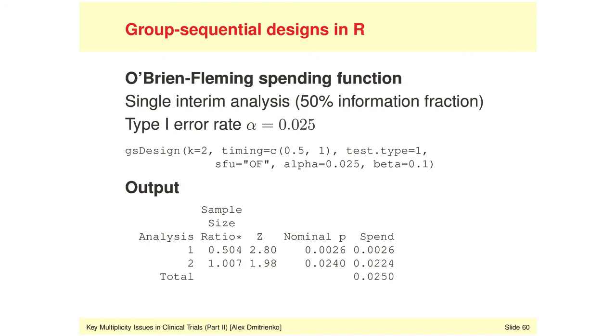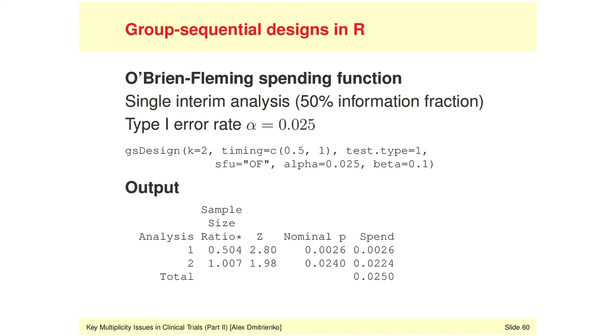The fourth argument of this function specifies the O'Brien-Fleming alpha spending function. The overall alpha is given by 0.025, and in fact the last argument in this function, which is the beta or type 2 error rate, is not required for this particular calculation. It becomes an optional argument and it could be potentially omitted.